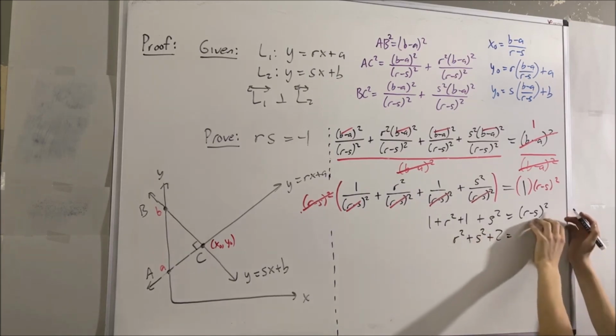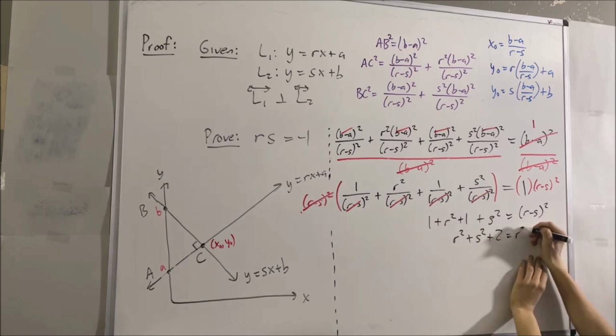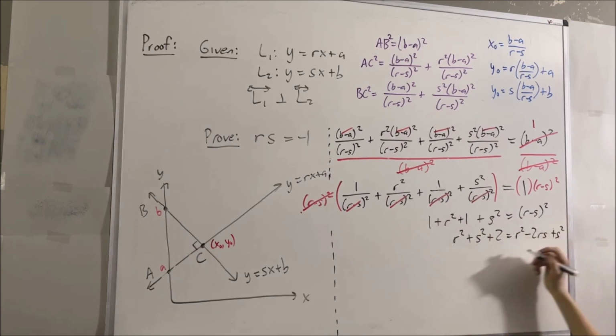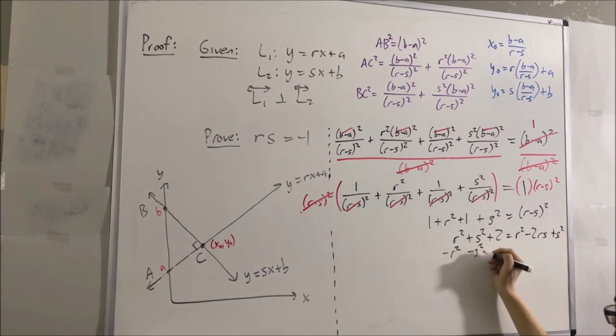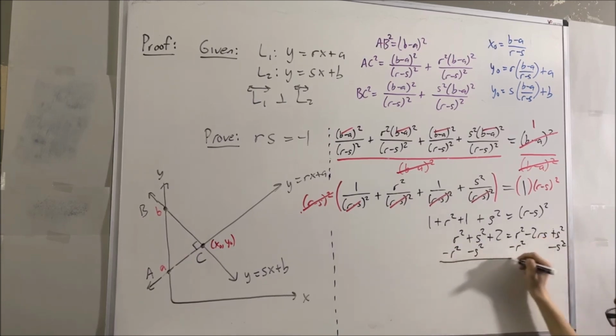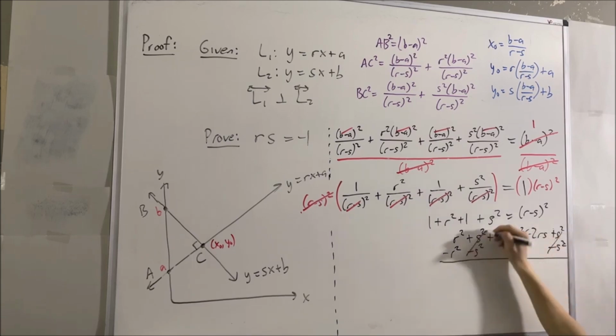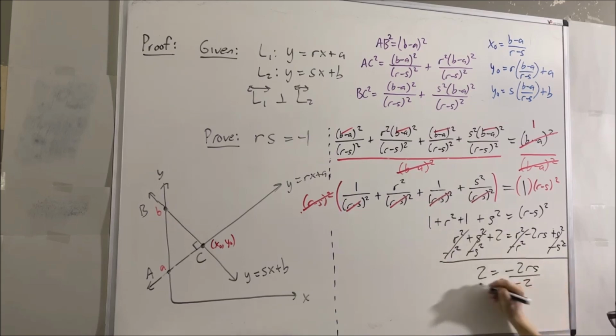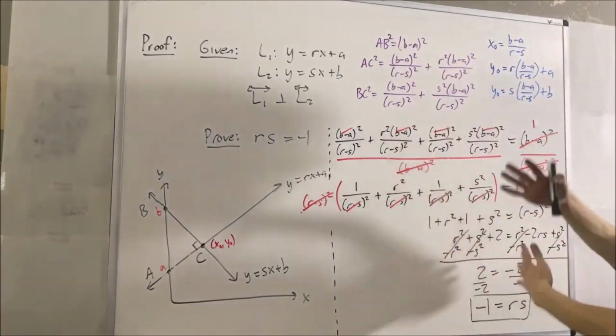I can expand this out. If you FOIL this out, you're going to be left with r squared minus 2rs plus s squared. I can subtract r squared and s squared on both sides, and those would go away. You're left with 2 equals negative 2rs, but then you can divide by negative 2 on both sides, and you get that negative 1 equals rs. So we've proven it both ways.